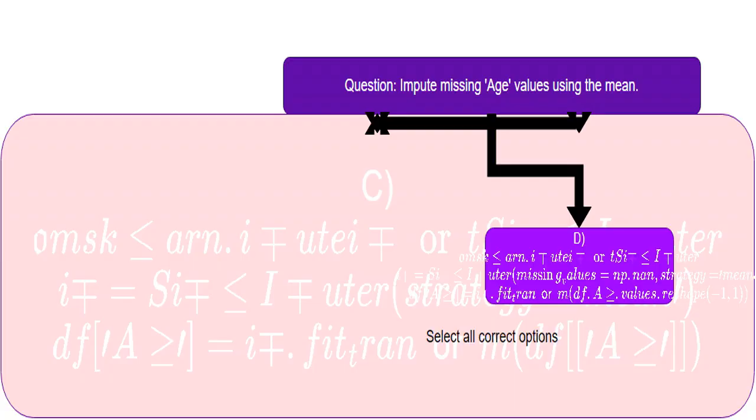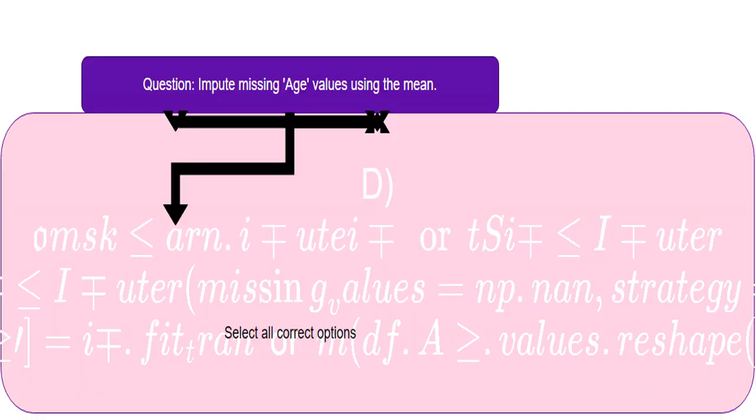This method is similar to option A, but simpler. I set the strategy to mean, without explicitly defining missing_values. It works because SimpleImputer defaults to nan for missing values. Notice that I'm still feeding it a properly formatted data frame. This is quite similar to option B.